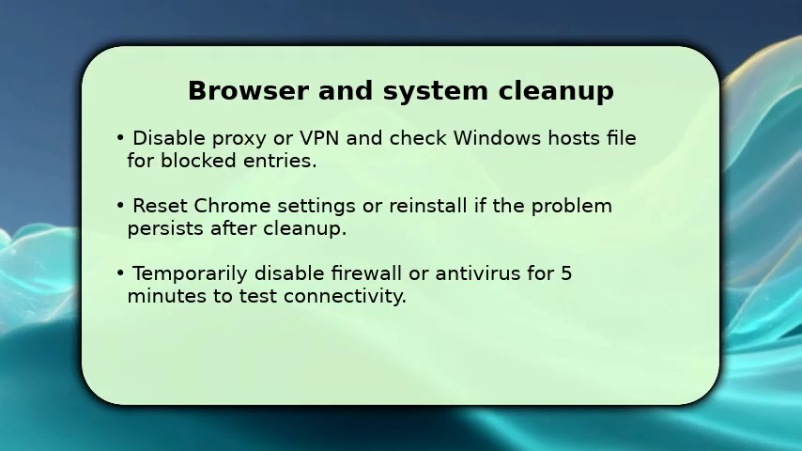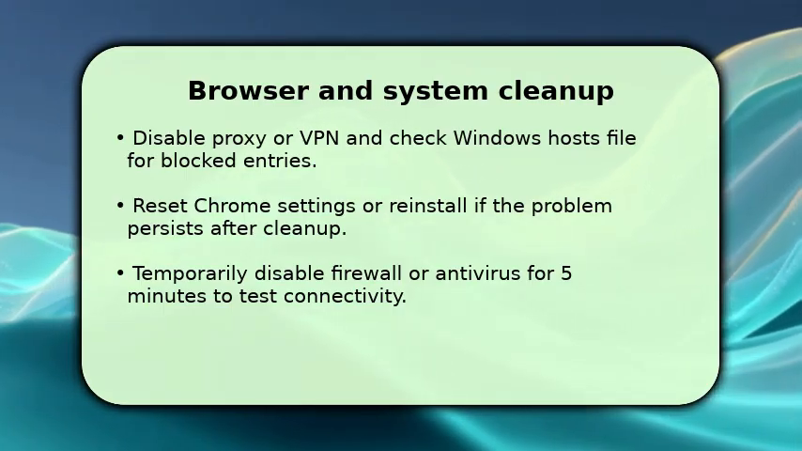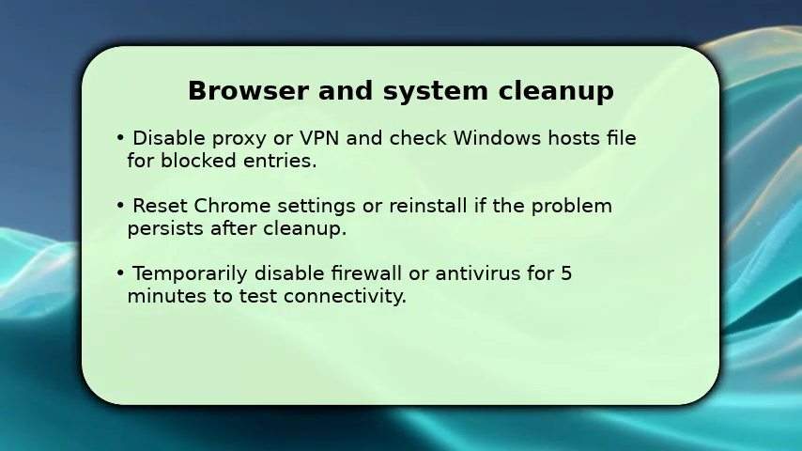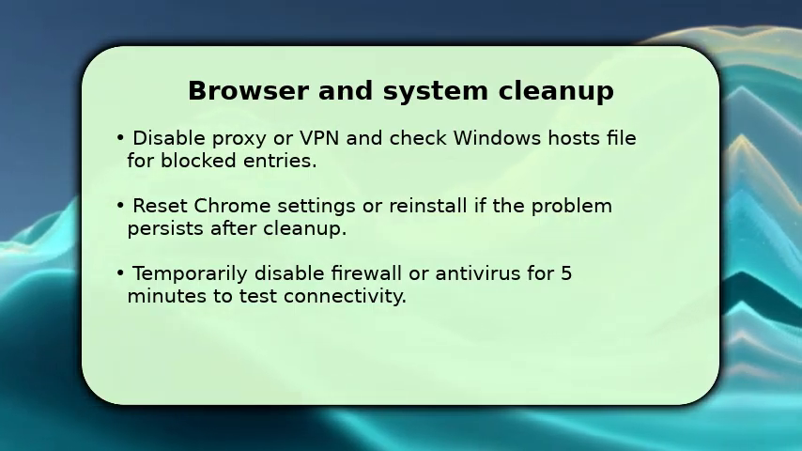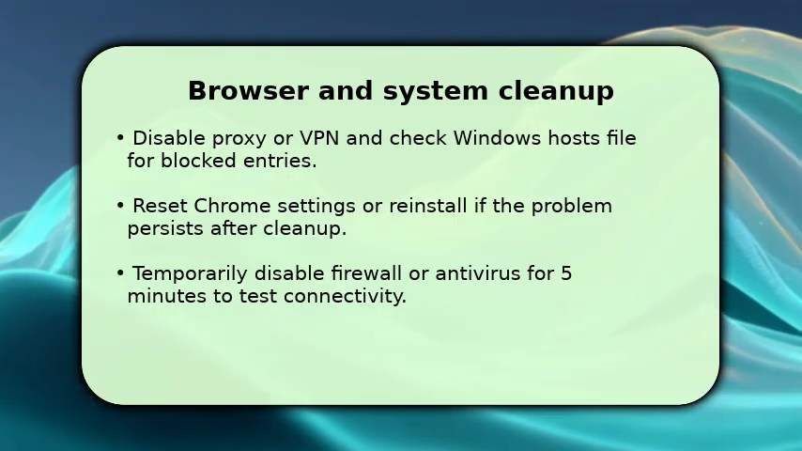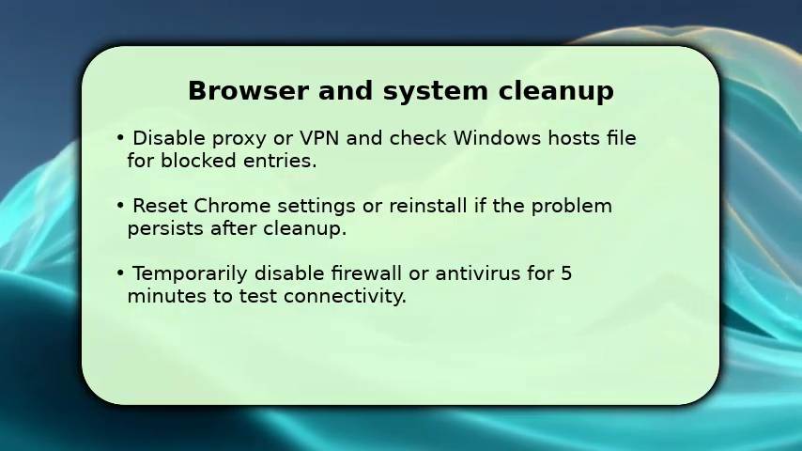Finally, focus on Chrome and system interference that can block sites. Disable any proxy or VPN in system settings and test connectivity again. Inspect the Windows hosts file for blocked domains and remove those entries if present.